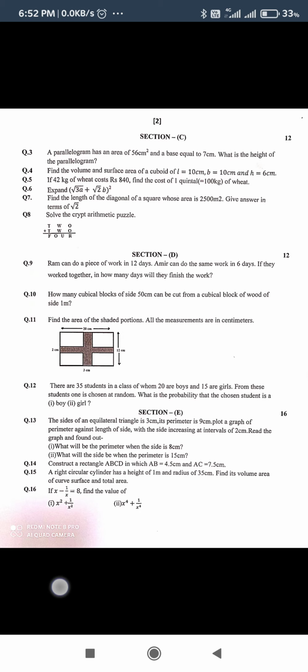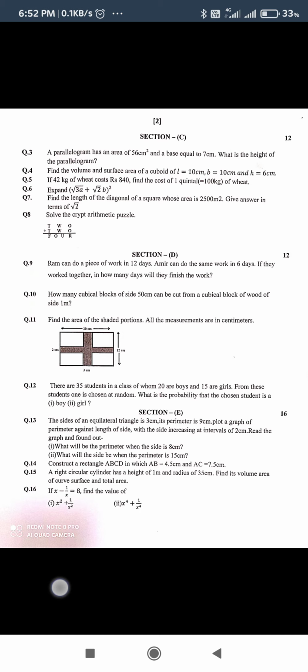Question number 6. Expand square root 3a, not whole, square root 3a. This is square root 3a plus root 2b whole square. Okay, we have to expand by using the identity a plus b whole square.